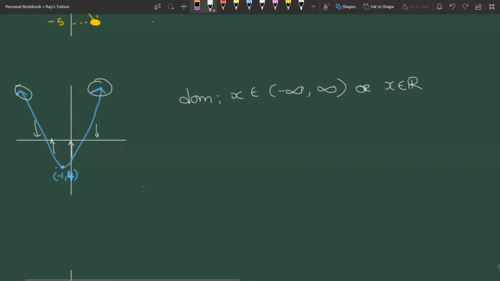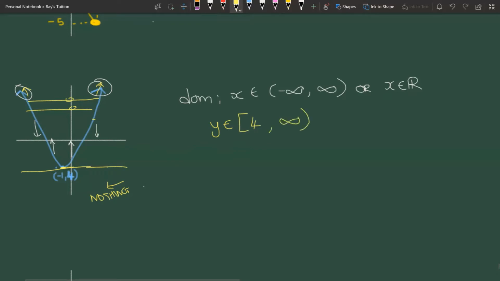Let's have a look at the range. The range is the y values that the function takes. For example, there's this y value, and this y value, and the y values are also going towards infinity. But have a look here: there's this y value, and below this y value there's nothing. So this function is an example which has a minimum. So y is an element from the minimum, which is the y value of this coordinate, which is 4, and it's included because the graph actually takes that value. And the biggest y value is infinity. So that is the range.